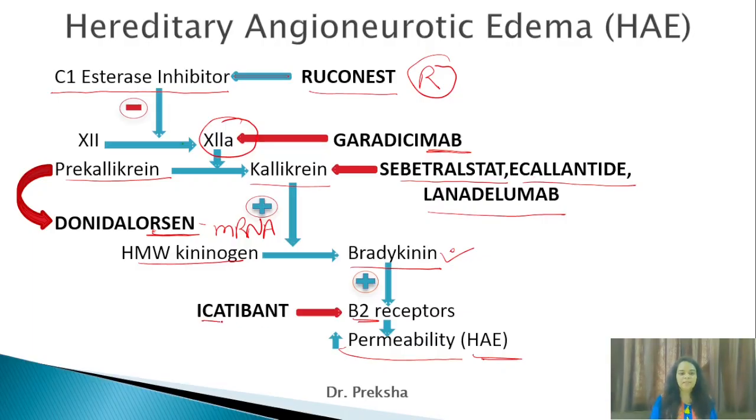Another drug is icatibant. Icatibant is an antagonist of the B2 receptor. It acts on the bradykinin receptor. So B stands for bradykinin B2 receptor, and ANT stands for antagonist. So icatibant is a bradykinin receptor antagonist. So these are the drugs which you can use in the treatment of hereditary angioneurotic edema.